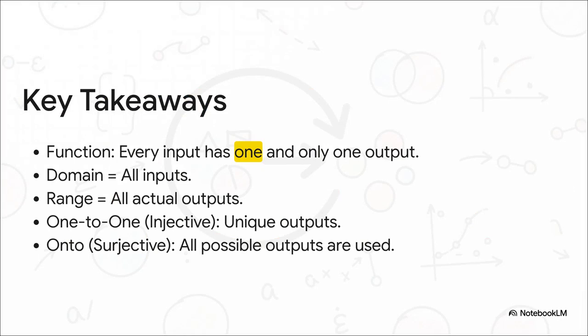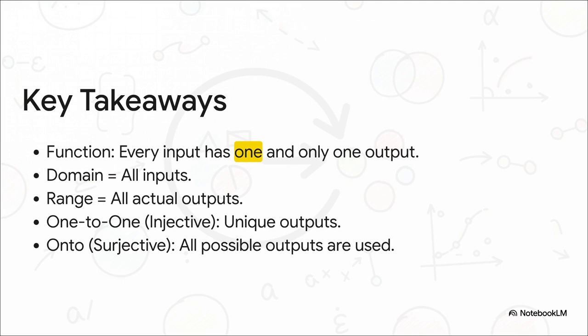Okay, let's do a super fast recap. These are the key takeaways. 1. A function is a special relation where every input has exactly one output. That's the big one. 2. Domain is your inputs, range is your actual outputs. 3. One-to-one means unique outputs, no sharing. 4. Onto means all possible outputs get used, no leftovers.